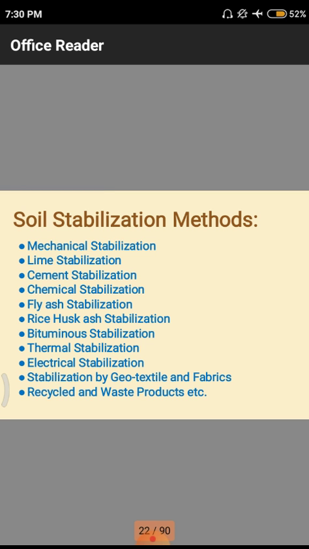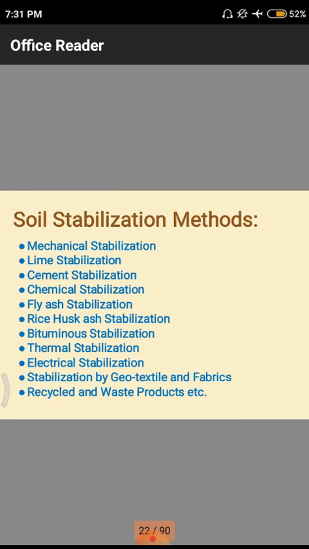Next one: fly ash, rice husk, and bitumen, thermal stabilization, electrical, all those are different kinds. Those are all waste materials that come from different utilities and industries. Especially fly ash comes from thermal power plants. Next, rice husk comes from rice mills. From the rice mills we obtain both rice and rice husk ash. This rice husk ash is normally used in hotels and other places as a fuel for producing heat.